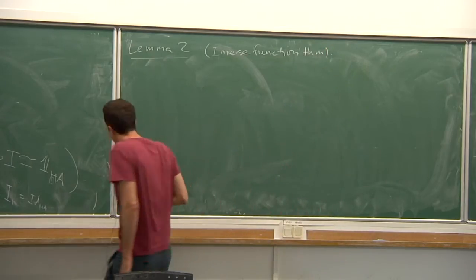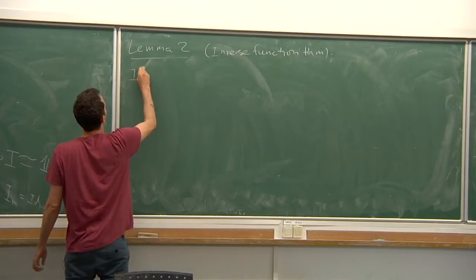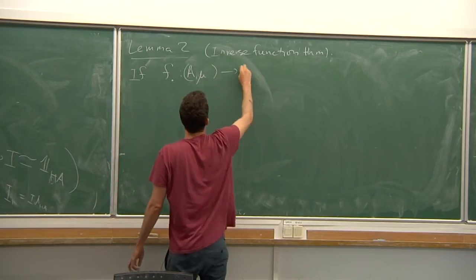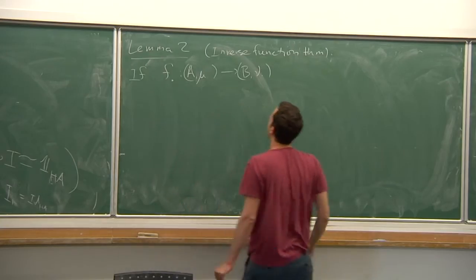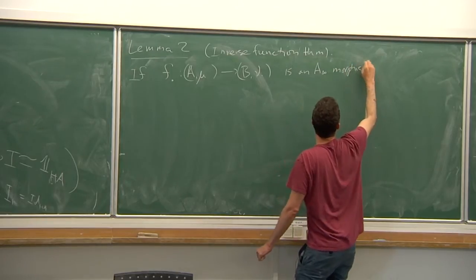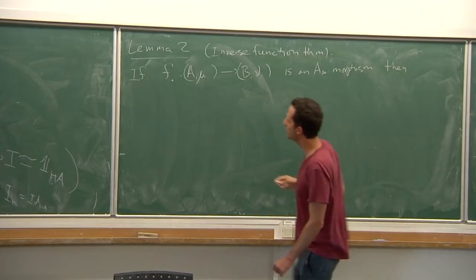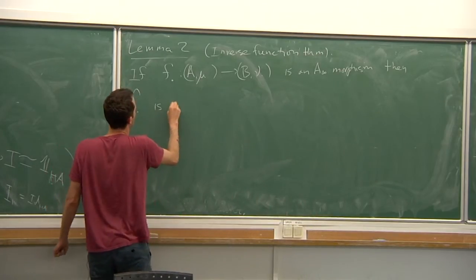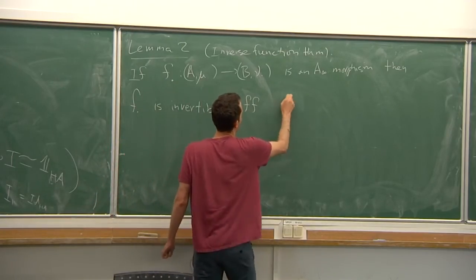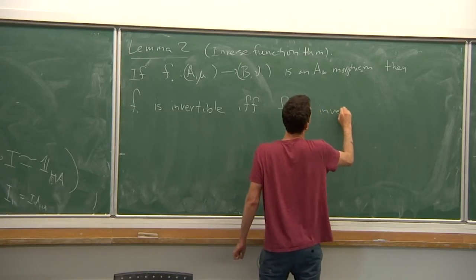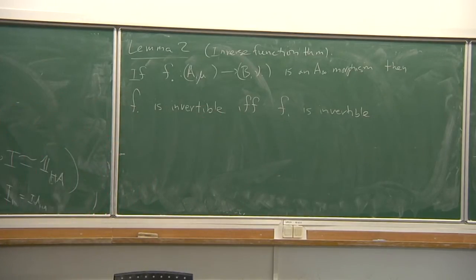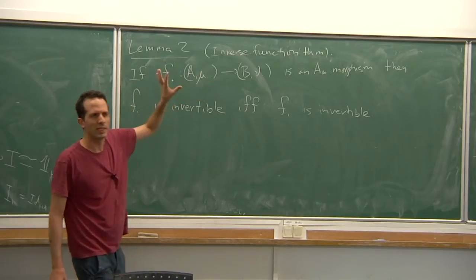And it says that if F is a morphism between A infinity algebras, I'll just write A infinity morphism, then F is invertible if and only if F1 is invertible. So you can see why I like to call this the inverse function theorem, because it really says that the invertibility of a morphism is detected by the linear part.